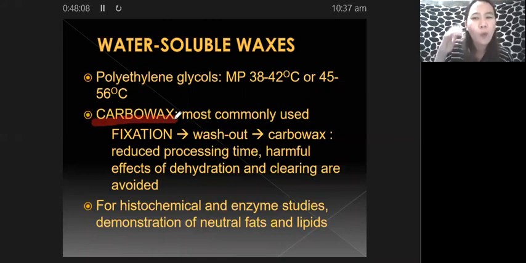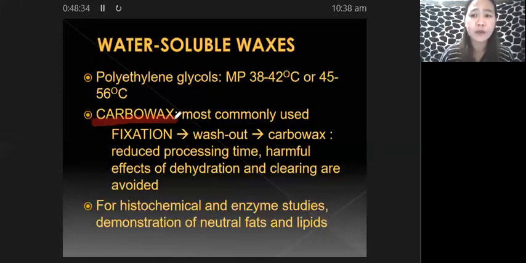What is one thing that you have to remember for your water-soluble wax? What is the most important characteristic that you should know? It is already in its name. What is its name? Water-soluble wax.